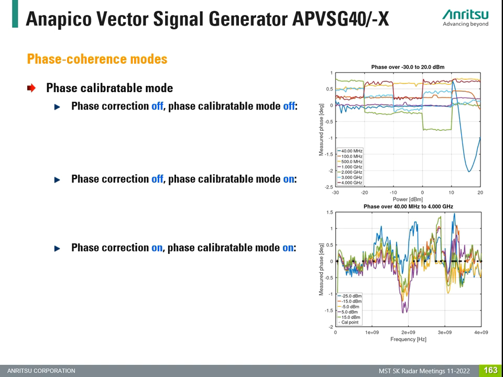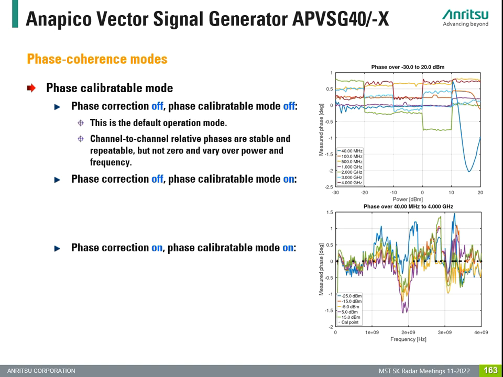To make the long story short, there are three possibilities to operate the phase correction and the phase calibratable mode. First, off-off. This is the default operation mode. Channel-to-channel relative phases are stable and repeatable, but not zero, and show variations over power and frequency.